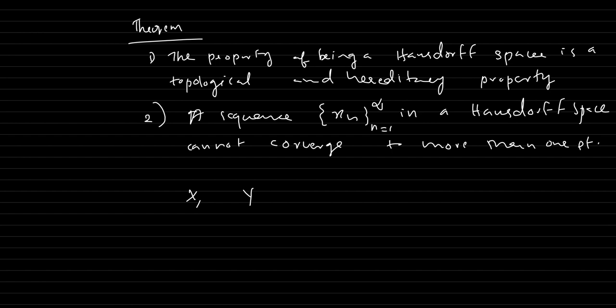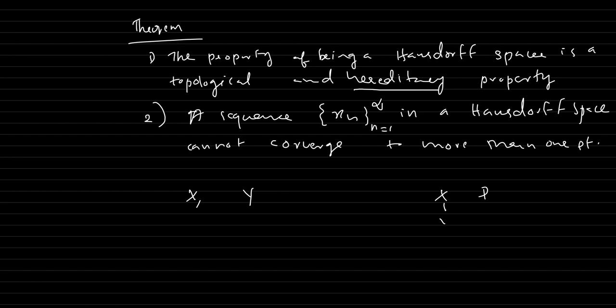Here we need to prove this, and we say a property P is hereditary if, whenever a topological space X has the property P, it shares this property with all its subspaces.